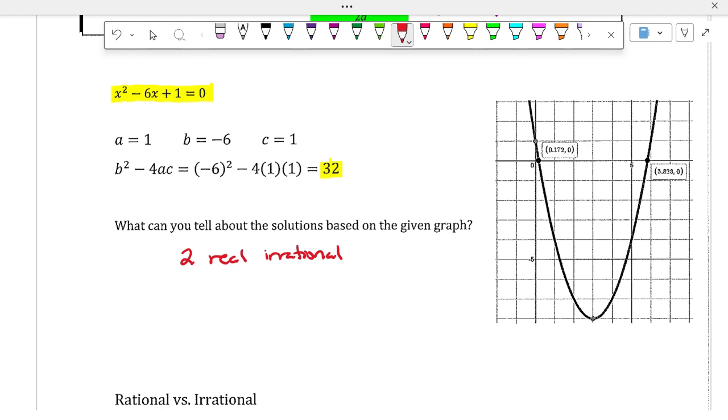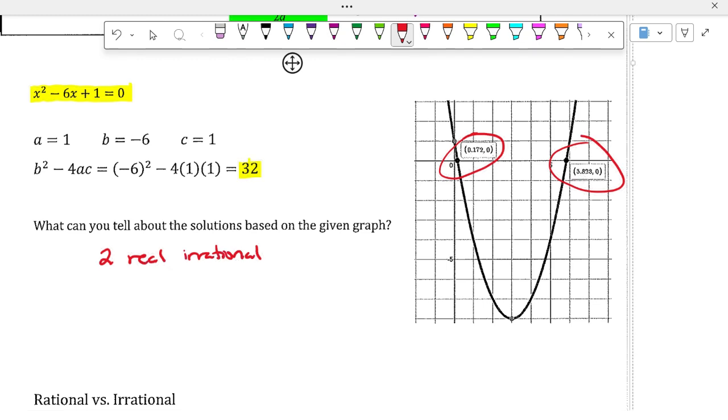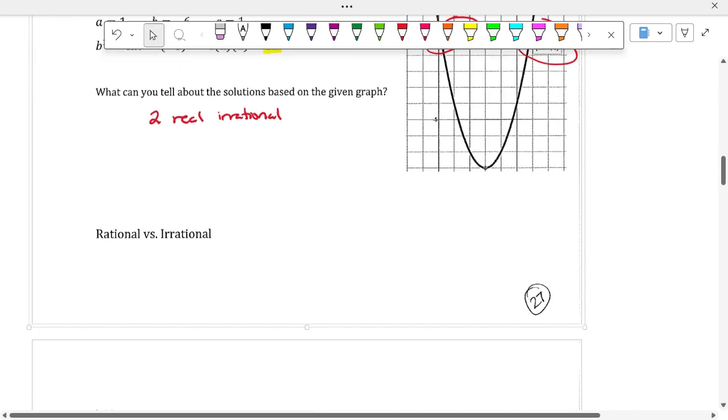Which we can also confirm if we look at the graph. It crosses twice, so it means it's real. But if you look at what the x-intercepts actually are, they're funky decimals. This actually comes from Desmos. Desmos rounds them for you. Here's the thing: I don't want rounded answers. Nowhere on your Unit 4 test will there be rounded answers. So you've got to make sure you know that.